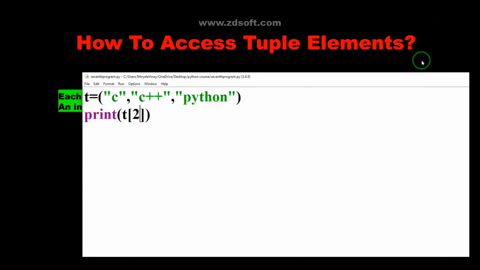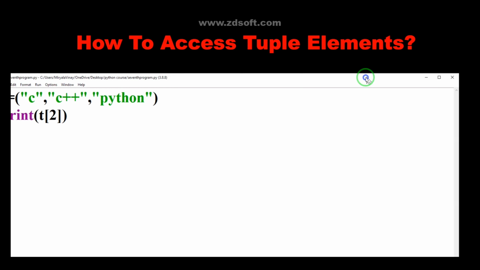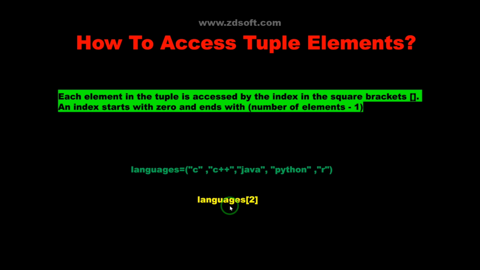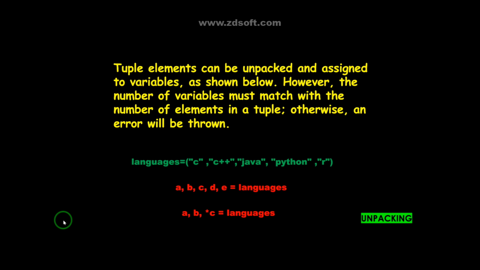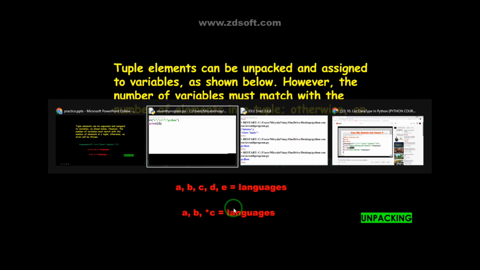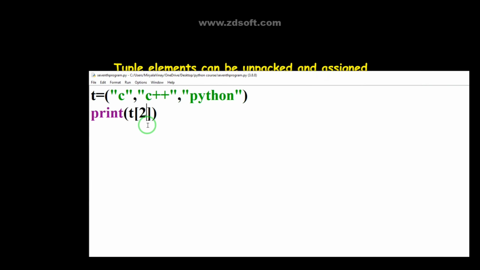So by using square brackets and the indexing concept, you can access the tuple elements. Here is another example, and you can go for it. And tuple elements can be unpacked. Okay, let me show a practical example of what is meant by unpacking.